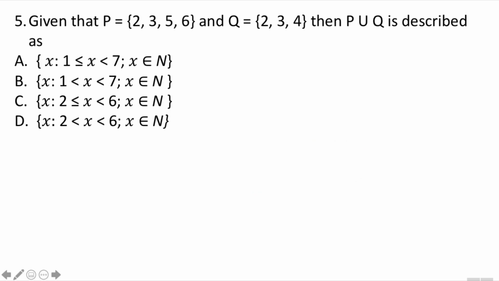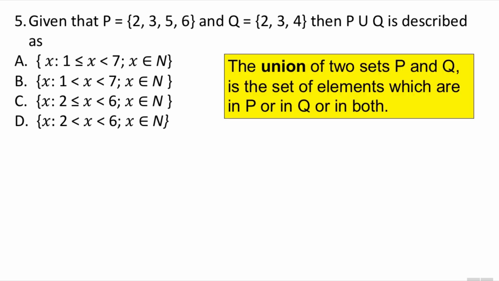Let's now have a look at question 5. Given that P is equal to 2, 3, 5, 6, that's in one set, and Q is equal to 2, 3, 4, then P union Q is described as. We first need to understand what we mean by P union Q, guys. The union of two sets, P and Q, is the set of elements which are in P or in Q or in both. So it's really having P and Q combined together without repeating any of its elements.